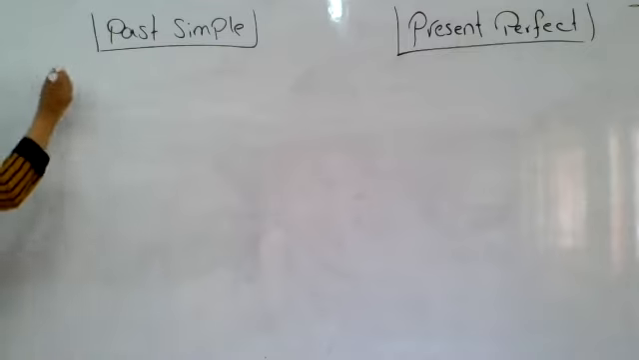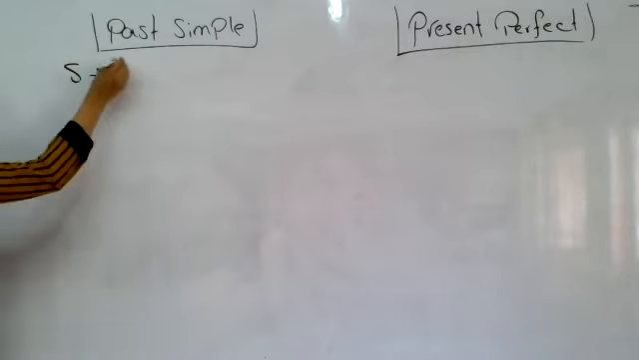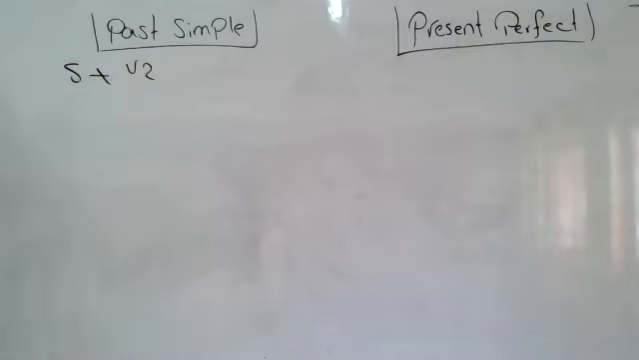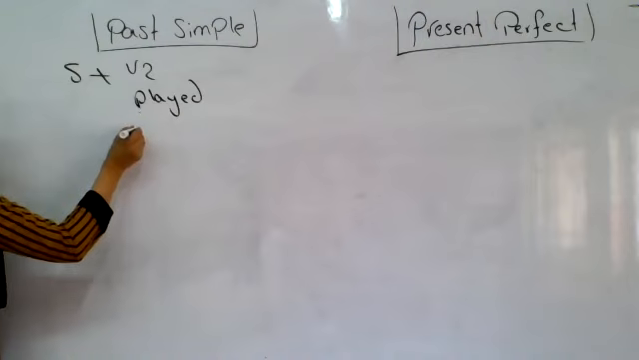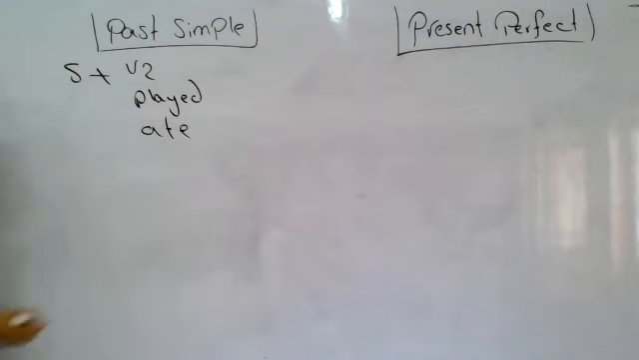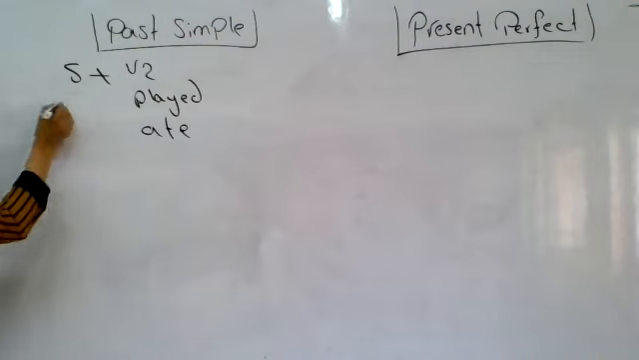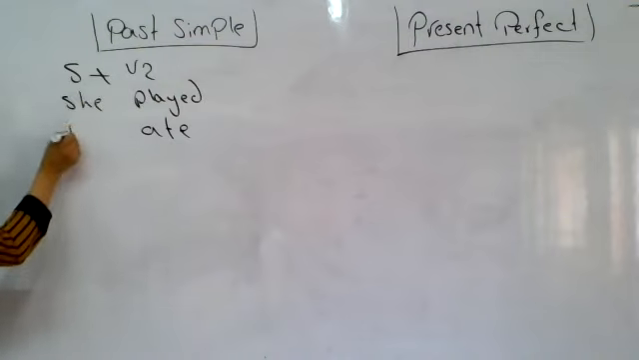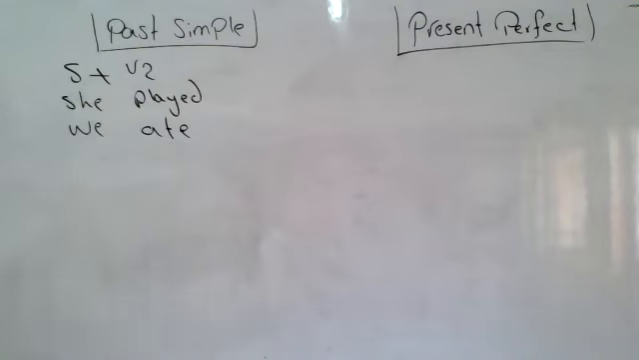Now let's talk about the form of each one. The form of past simple is subject plus verb 2. Verb 2 means past verb, examples like played, ate. And before them, you need to start with the subject. Any pronoun or any noun could be subject, like she, we, or whatever.